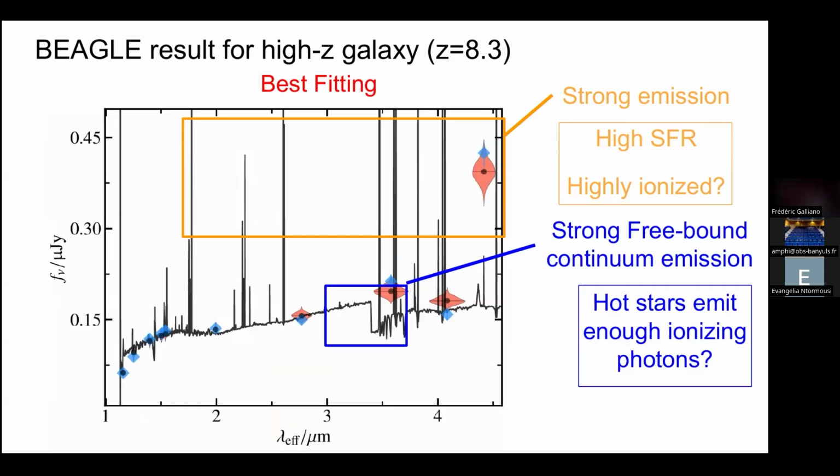In general, we can see strong emission, so we can interpret that this galaxy has a high star formation rate and is highly ionized. We can also see the strong free-bound continuum emission. So it shows we can interpret that there are hot stars emitting enough ionizing photons.